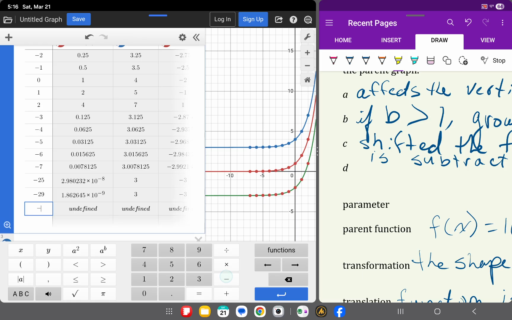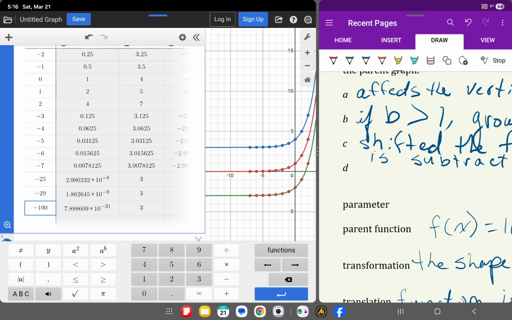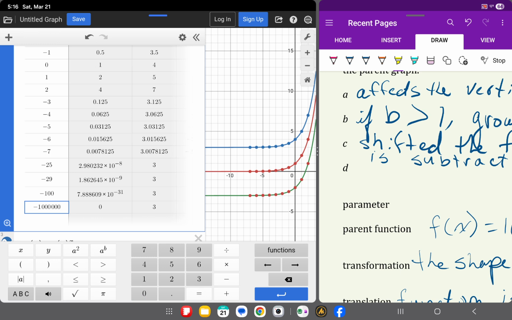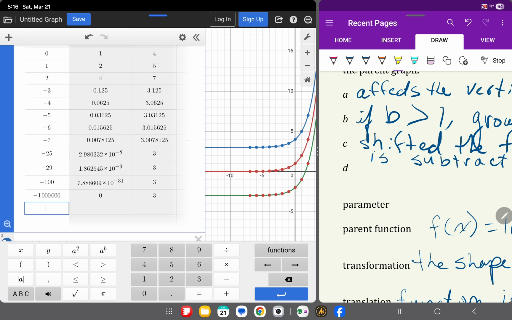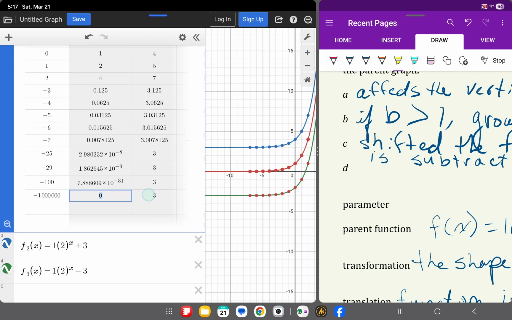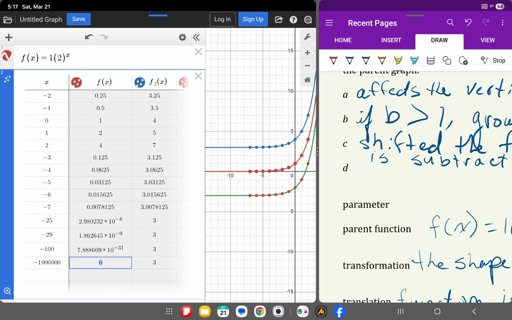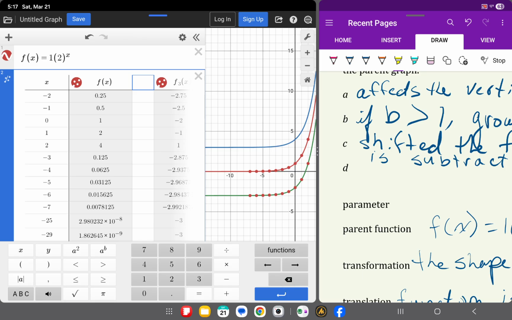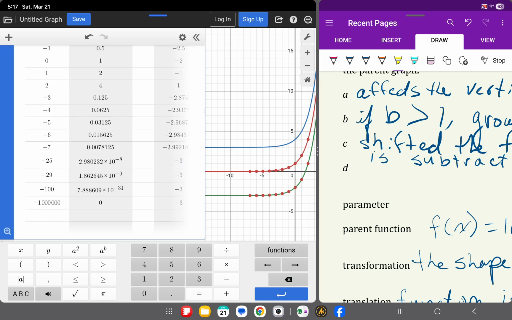So let's put in negative 100. Again, I get 3 and negative 3. I can put in negative 1 million. I still get, eventually, where that's going to say 3, and the other one should say negative 3. I'll just go ahead and close this one out. So I can see that it even goes to negative 3 down here.